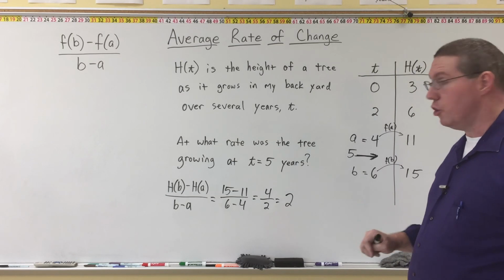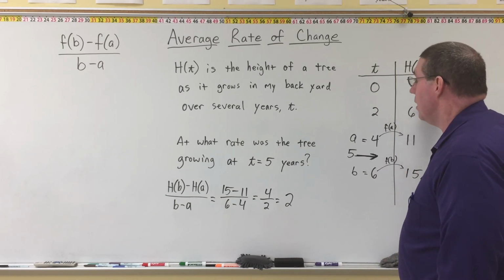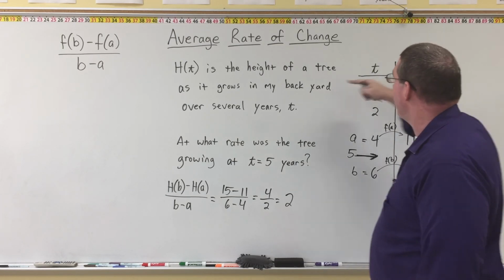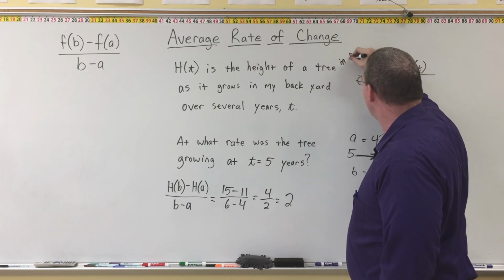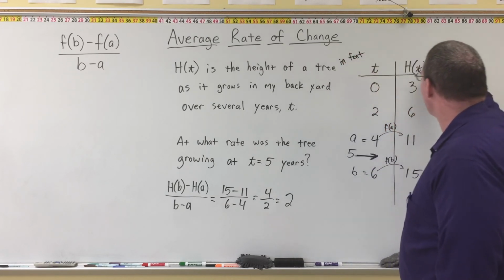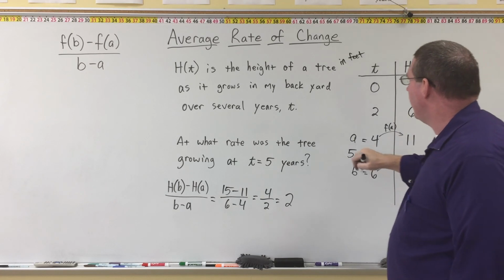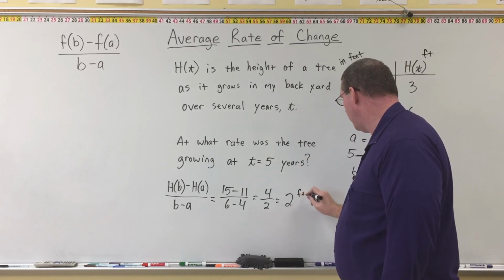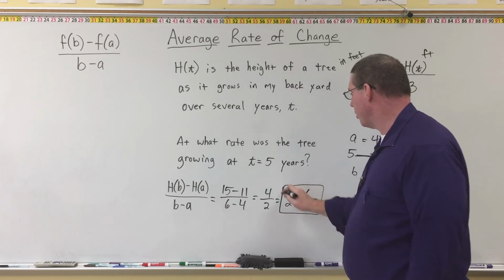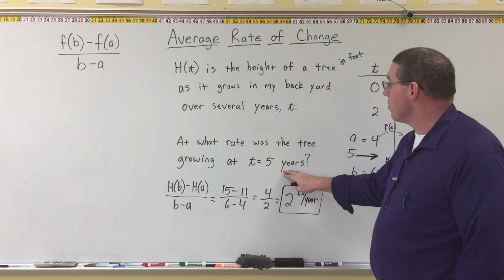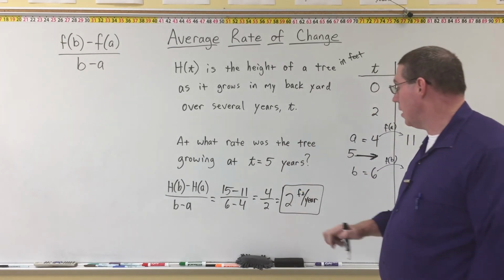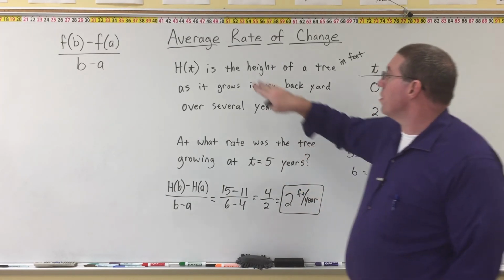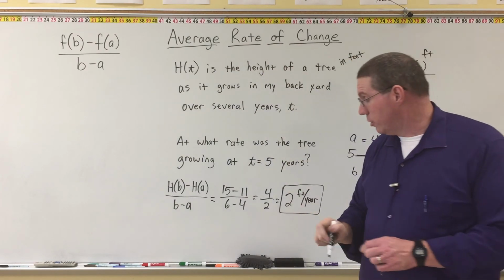We also need units. H of T is in feet, right? I didn't say that. Height of a tree in feet. I should have said that from the beginning. So this is in feet, and then T is in years. So what we would say is it's 2 feet per year. So the rate at which the tree was growing at 5 years is approximately 2 feet per year using average rate of change.